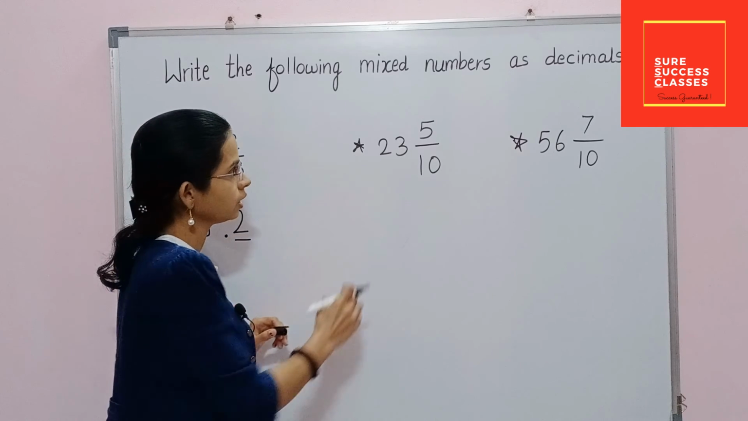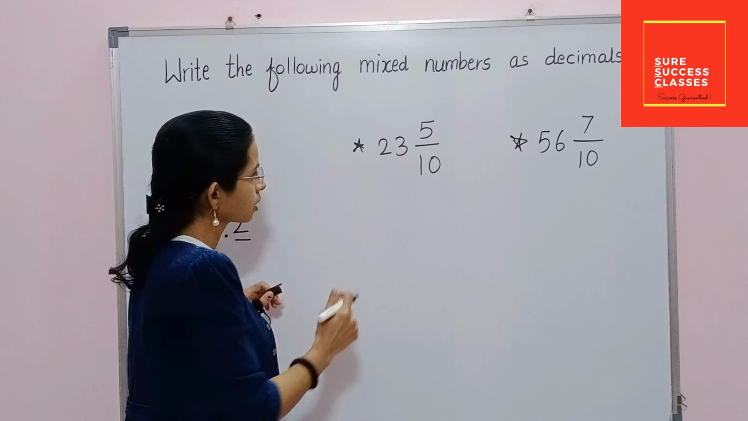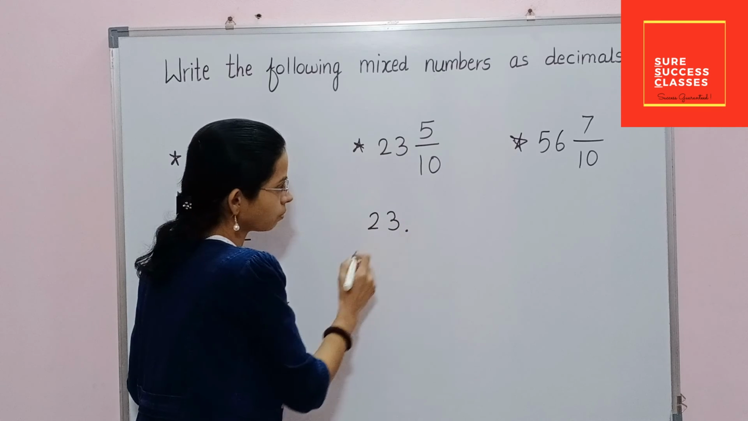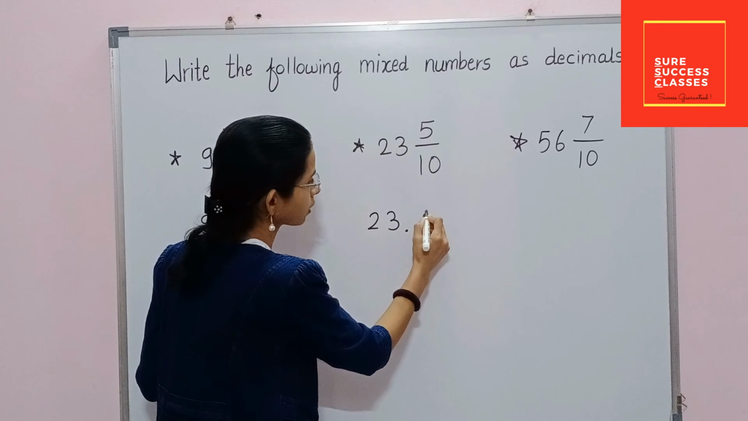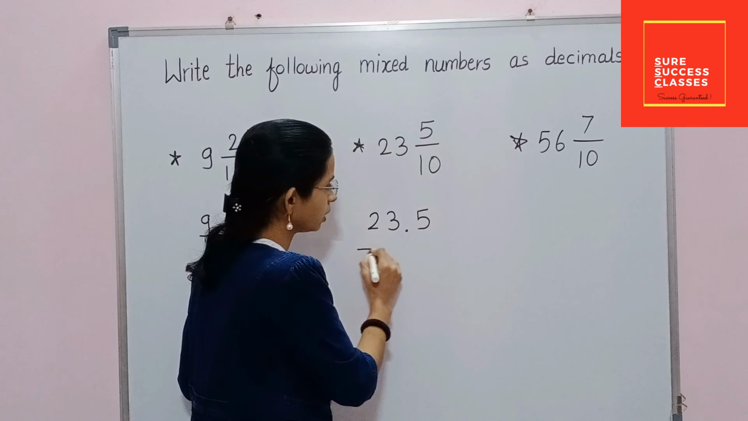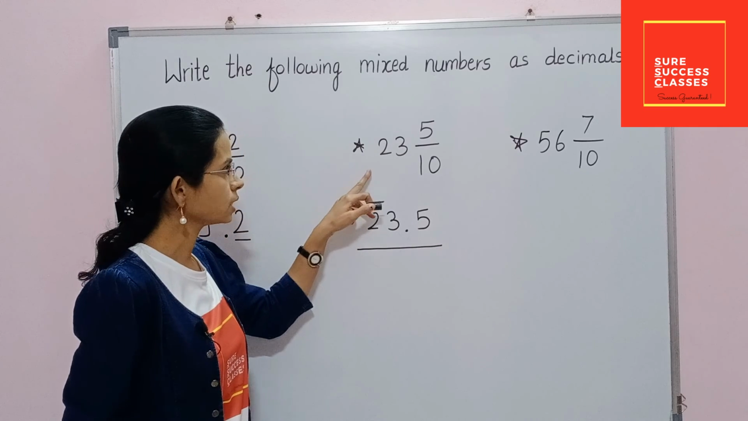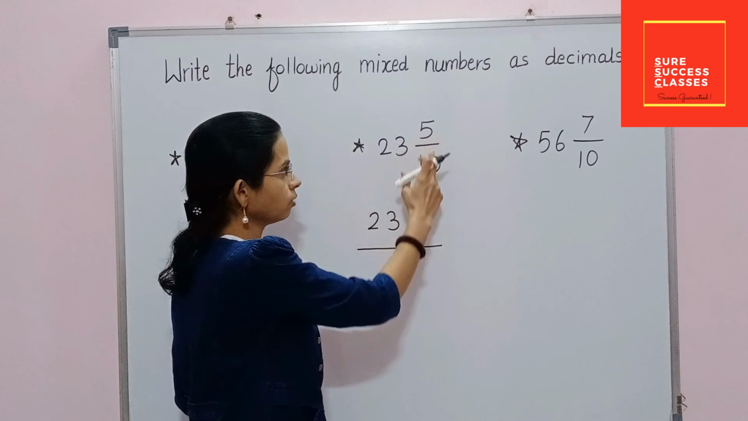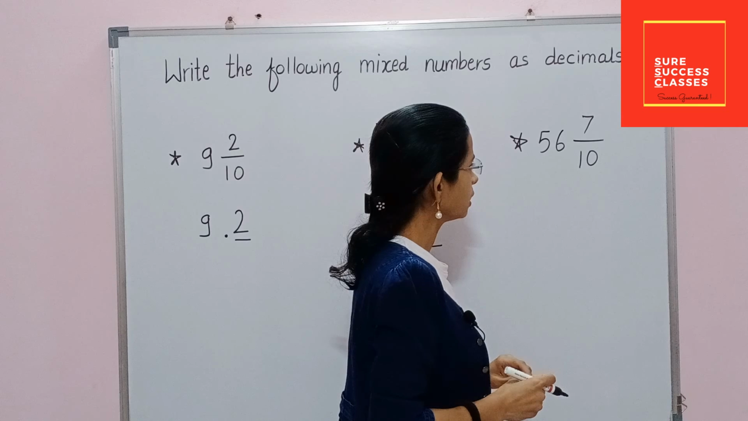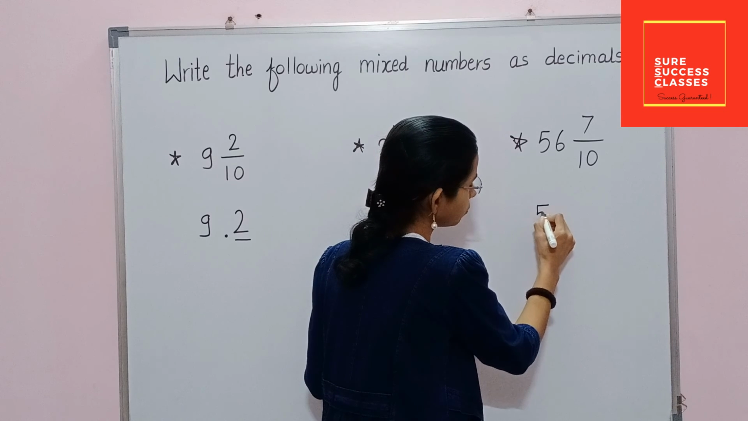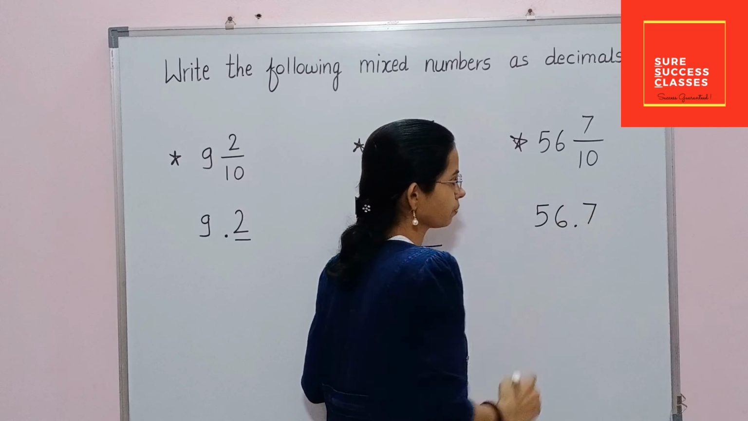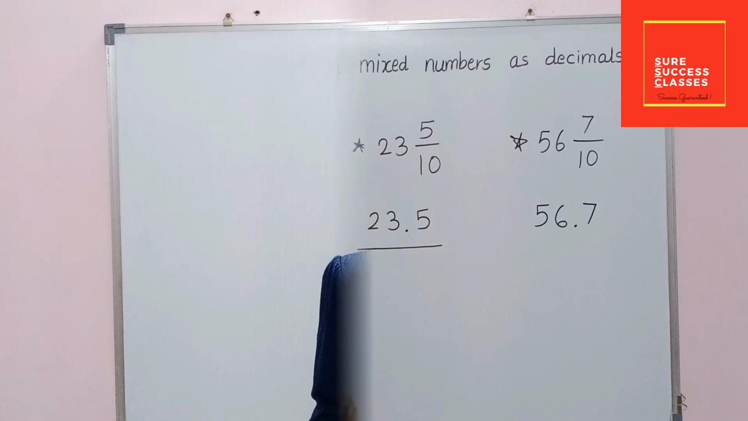Another is 23 and 5 tenth. Here also similarly we solve this one. Write the whole part, then put the decimal point and write the 10th place digit. 23.5 is the decimal form of this 23 and 5 tenth. Next is 56 and 7 tenth. We know 56 point, 10th place digit is 7. This is the answer of this one.